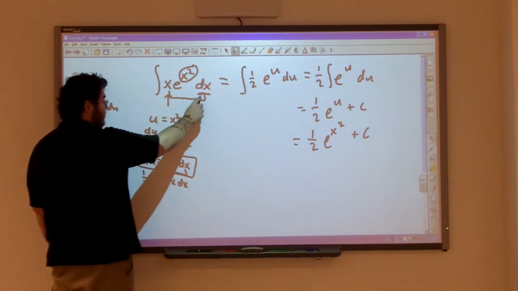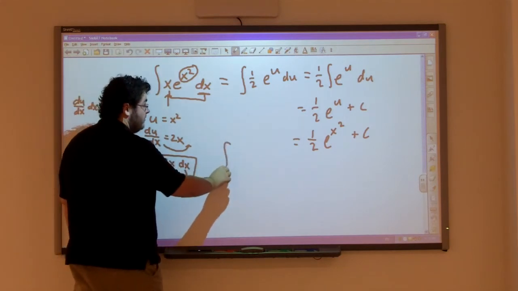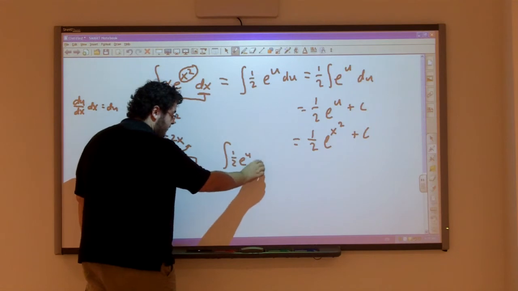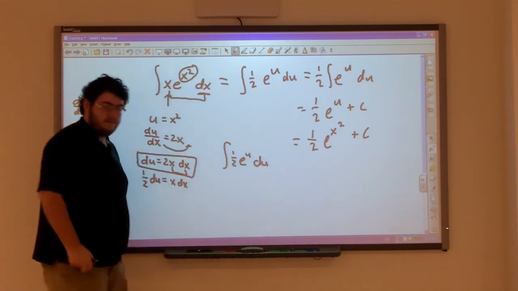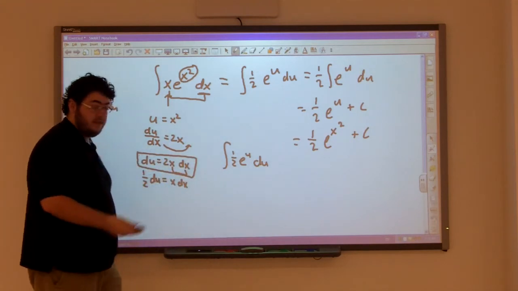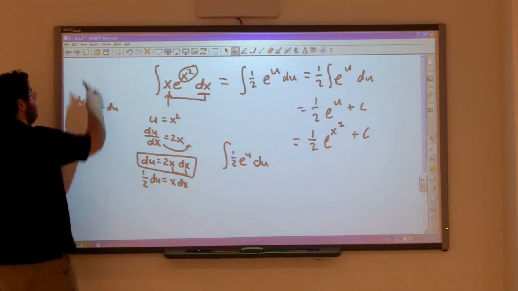Now when you do this, be very careful because you always have to transform your dx into a du. Don't forget that. Don't end up writing something like 1/2 e to the u. You always have to have a du here. If not, you might miss this constant, or at the very least, you'll be taking off points on your test or homework if you forget that. So let's look at another one.